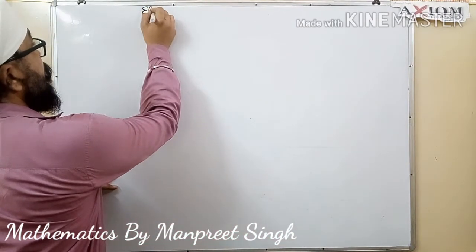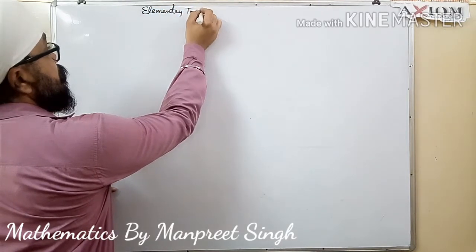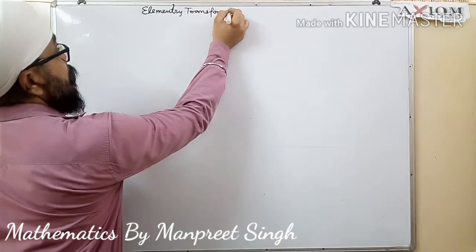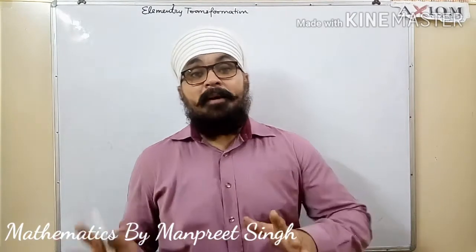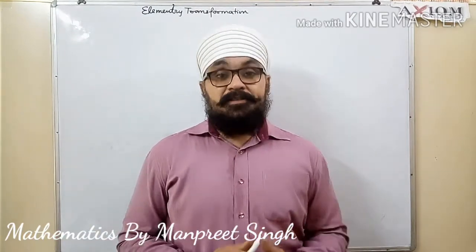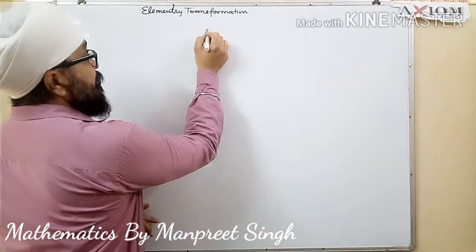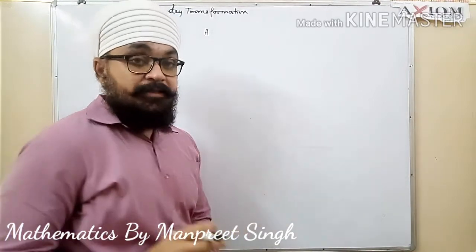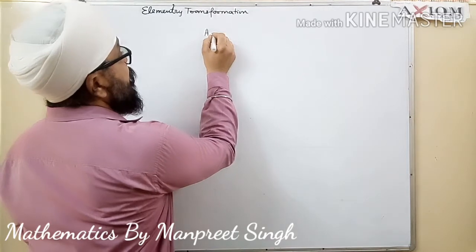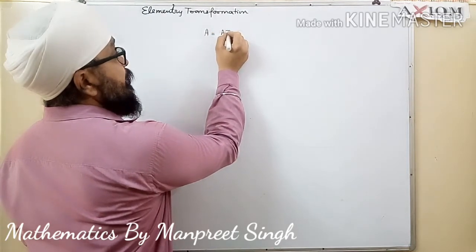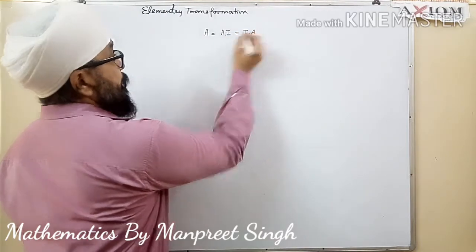But there is an important topic in the syllabus, that is we have to find it by elementary transformation. If I go for elementary transformation, it means we are going to transform a matrix to get the inverse. The idea I will tell you here: we have a matrix, and with that matrix we also have a property that A can also be written as A into identity matrix or identity matrix into A.